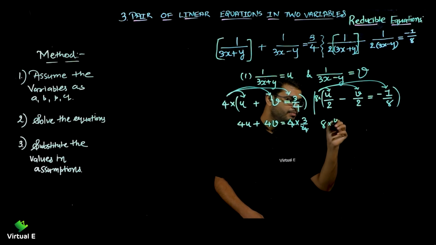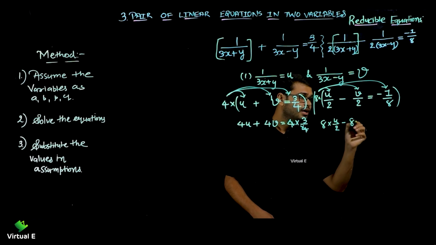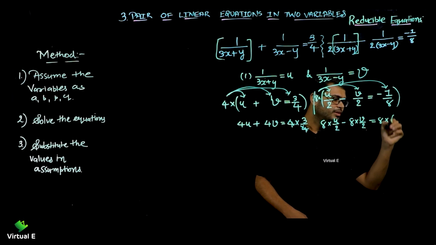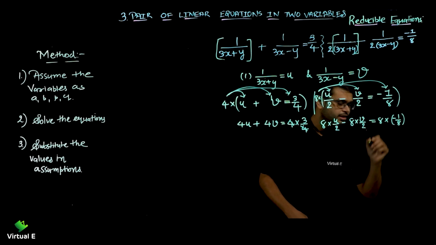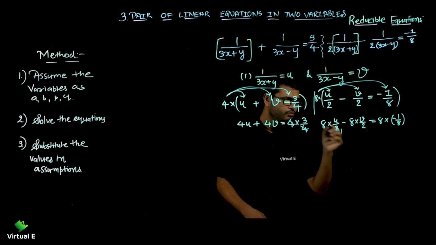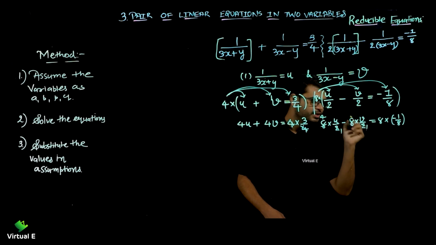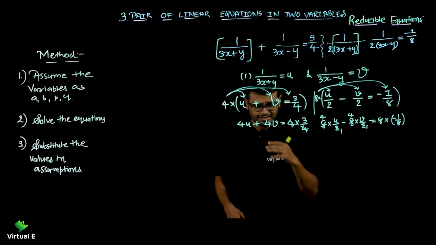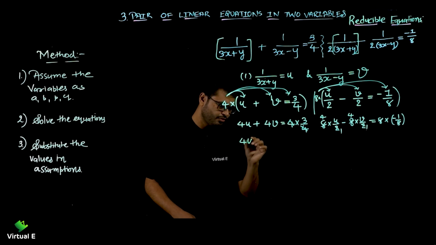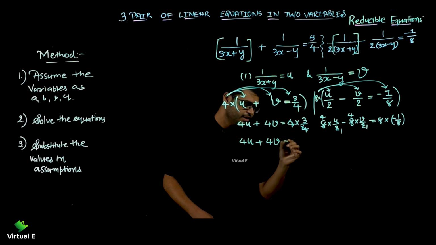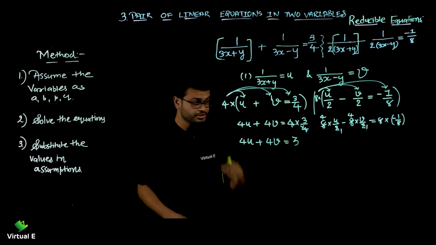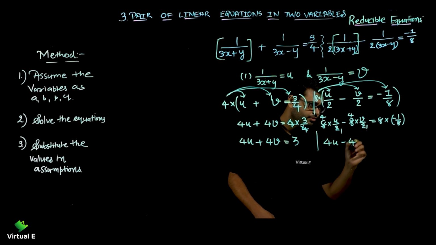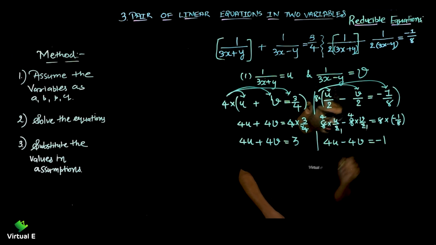So 8 multiplied by u over 2 minus 8 multiplied by v over 2 is equal to 8 multiplied by minus 1 over 8. Okay, let's do cancellation. The 2s, 4s, and 8s will get cancelled. So let's write the simplified form, which is 4u plus 4v is equal to 3, my first equation, and second, that is again 4u minus 4v is equal to minus 1.